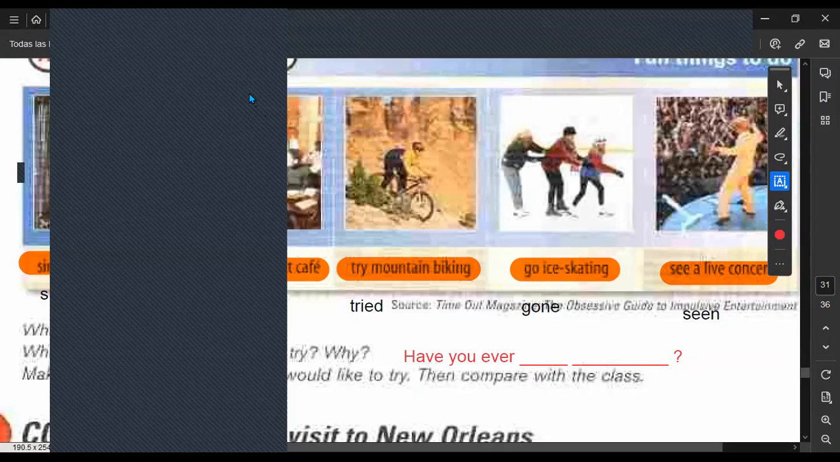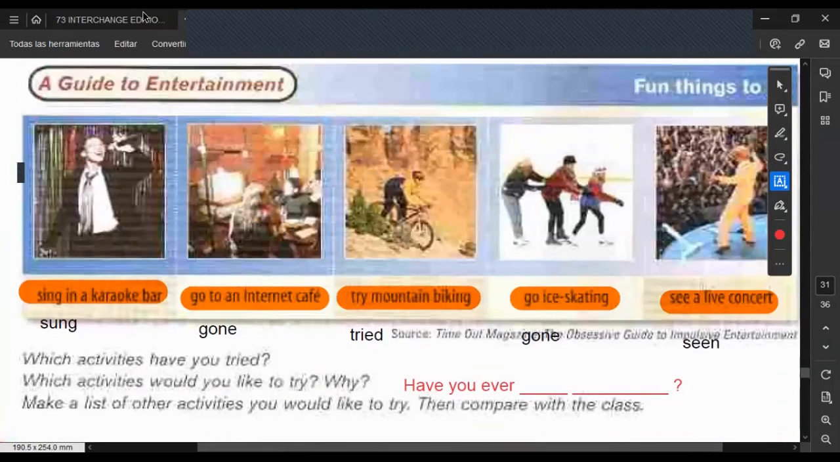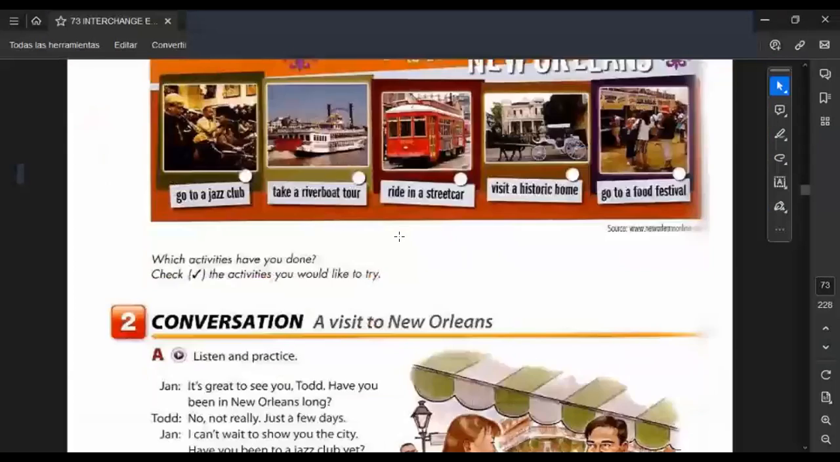Okay. Have you ever seen a live concert? Have you ever seen a live concert? Yes, I have. Very good. Okay, that's nice. So, do you have any questions so far with this? No? No preguntas? No questions? Okay, that's nice.